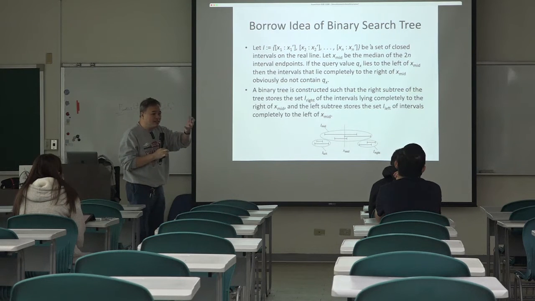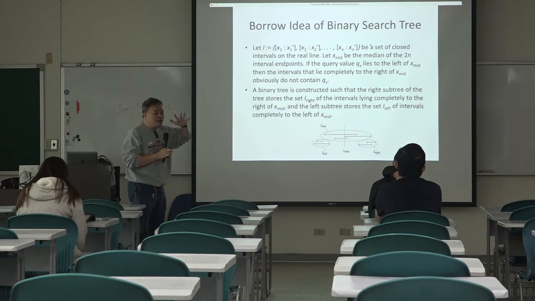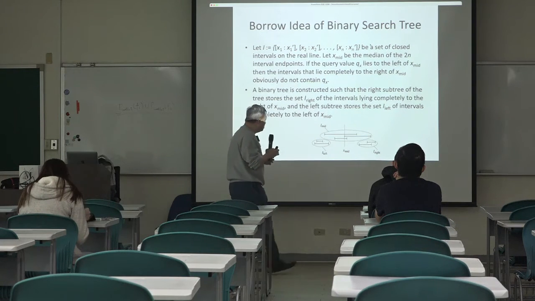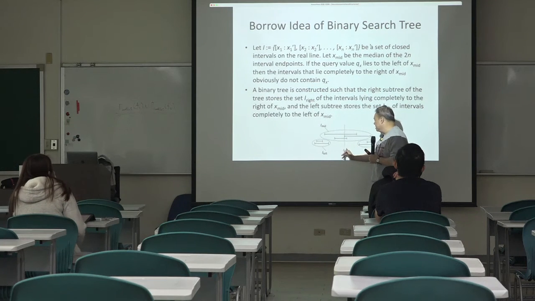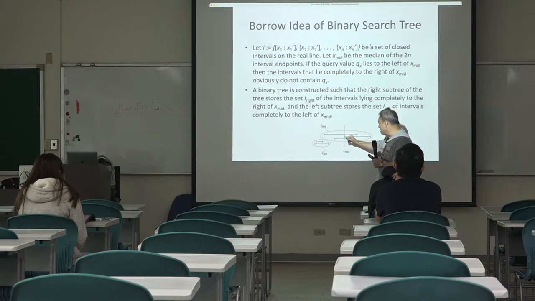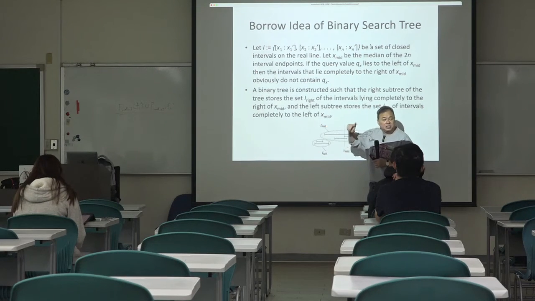So according to this concept, we can divide the intervals into three sets. The first set will be the segments that intersect with x mid. You can see these three segments intersect with this x mid, right? It doesn't matter where it is; if x mid is one of the endpoints, the segment will be included. We call this set I mid. I stands for intervals.